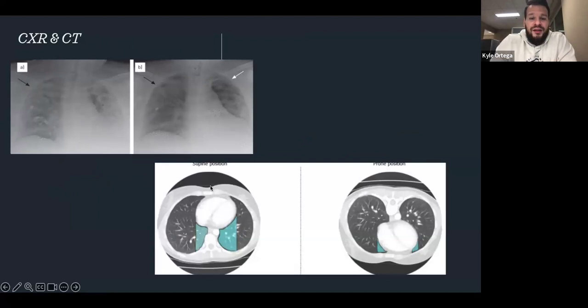Okay. And looking at the CT scan from supine to prone, in the supine position, it's highlighting how the pressure of the heart is on the dorsal area of the lungs. And then by proning, it relieves that pressure, and the sternum can handle the pressure of the heart. So it's a big difference.